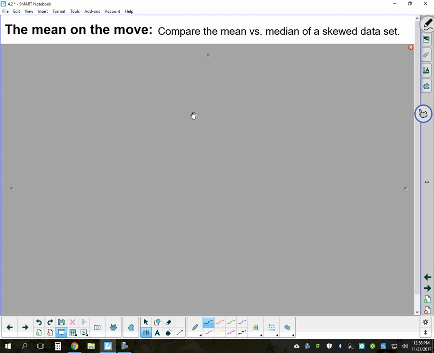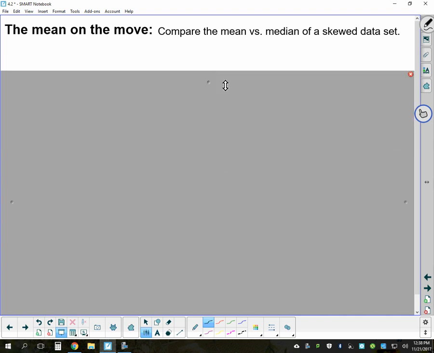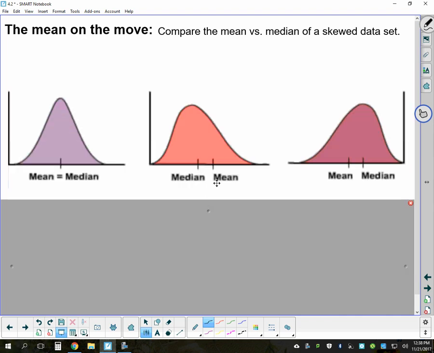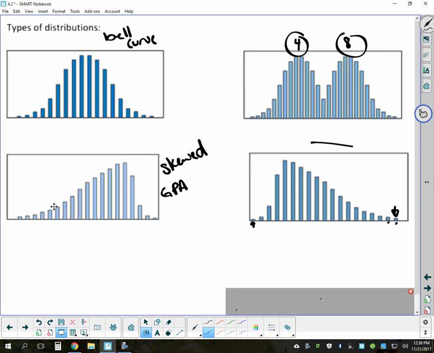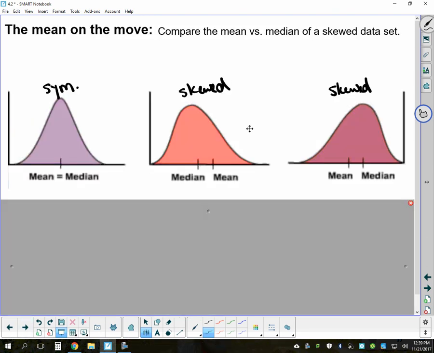Okay, the mean on the move. Compare the mean versus the median of a skewed data set. So we've got 3 different versions of this. This one, of course, is your symmetrical one. This one is skewed, and so is this one. Now remember which is which. If you look back here, the small area is the direction we say that it's skewed. Okay, so skewed to the left means your hump is actually to the right. So this one would be skewed right, and this one would be skewed left.